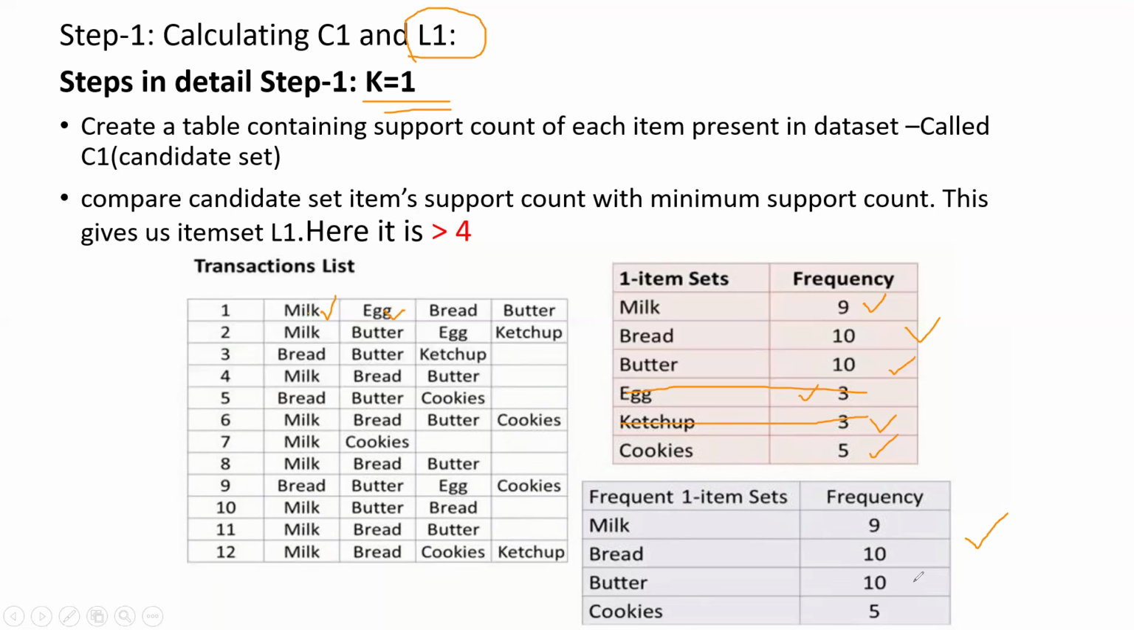Now step number 2 is we have to find C2 and L2. How we are finding C2 is, as per number 2, we are getting 2-item combinations. That means we will get the combinations milk bread, then milk butter, then milk cookies, then bread butter, bread cookies and butter cookies. Like that, 2-item combinations we have to find out. That is step number 2.